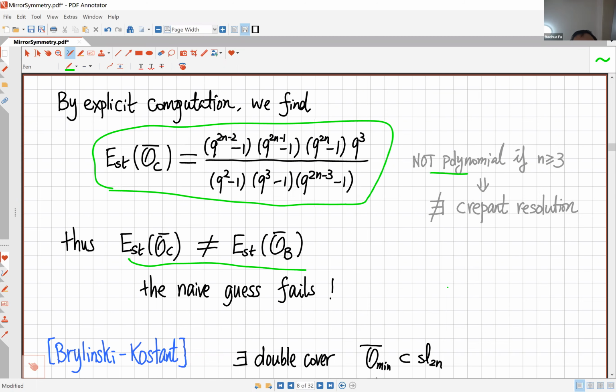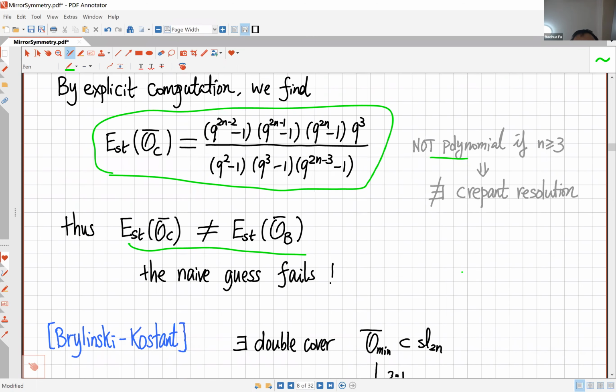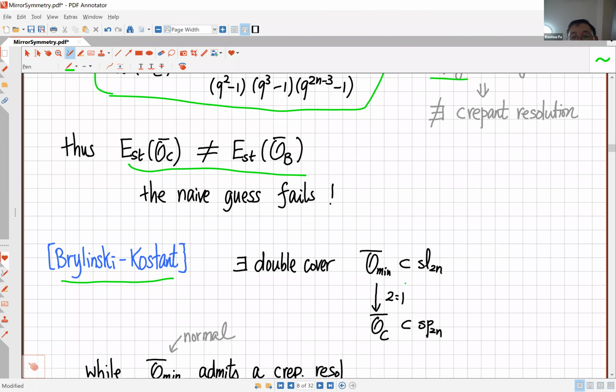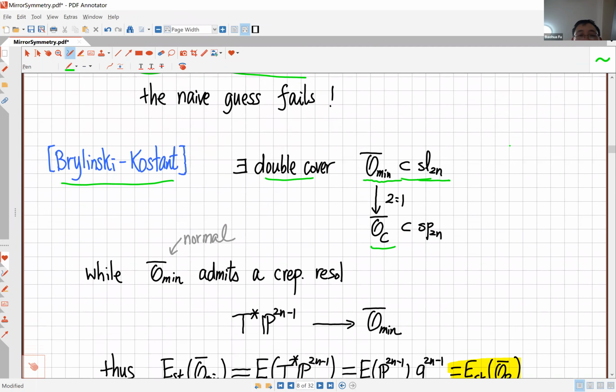How to remedy this? In fact, Brylinski and Kostant have a very nice paper on shared orbits. In this paper, you find there exists a double cover of this O_C. This double cover is just given by the minimal orbit in sl_2n. And this minimal orbit has a Springer resolution.